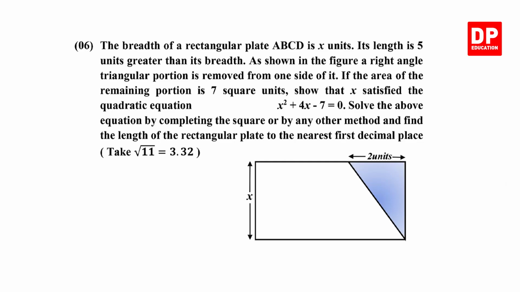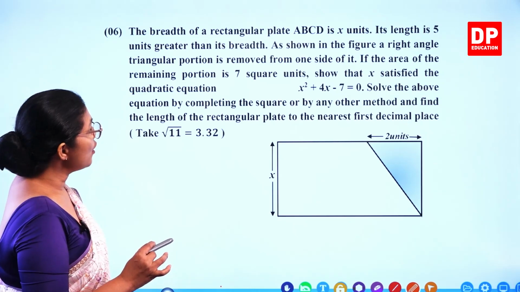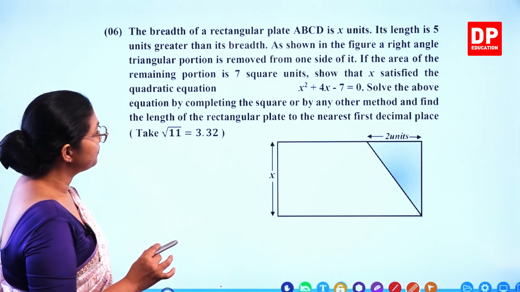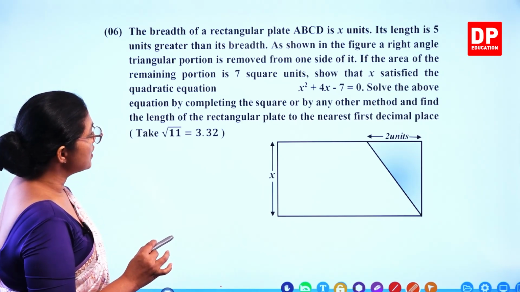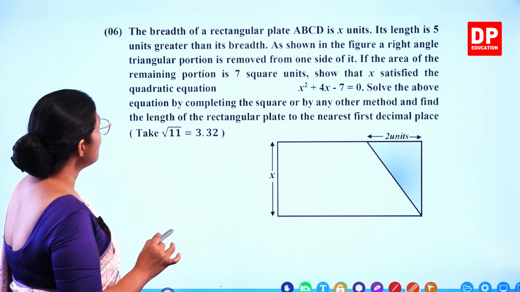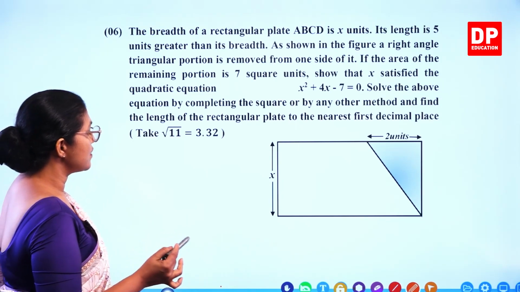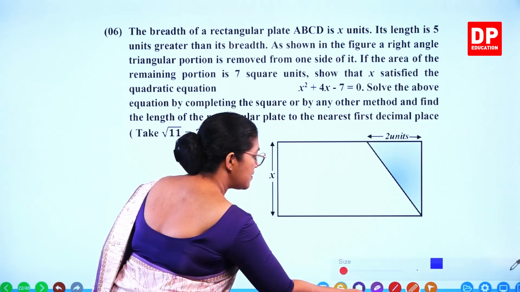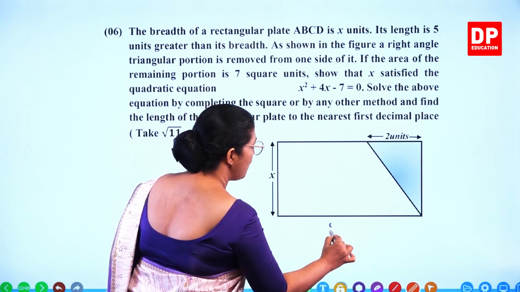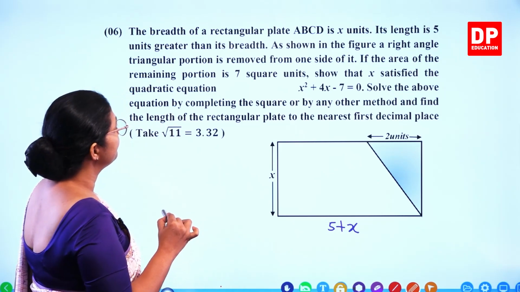Question number 6. That's algebra question. The breadth of a rectangular plate ABCD is x units. Its length is 5 units greater than its breadth. 5 units greater than x. So what's that? If x is the breadth, this should be 5 plus x. 5 units greater than x.